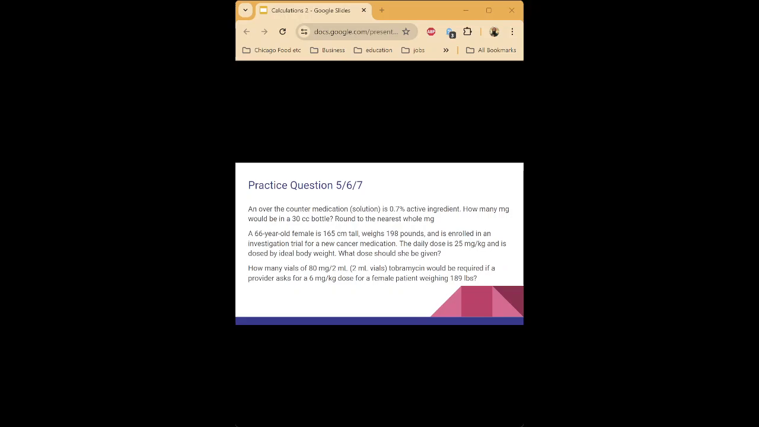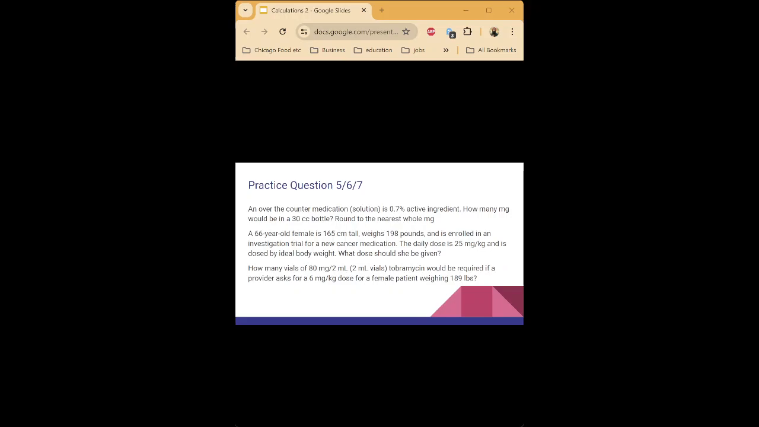So 1% weight by volume is going to be 1 gram per 100 milliliters. So that means that the 0.7% indicates 700 milligrams per 100 ml. You could also calculate it as 0.7 grams.